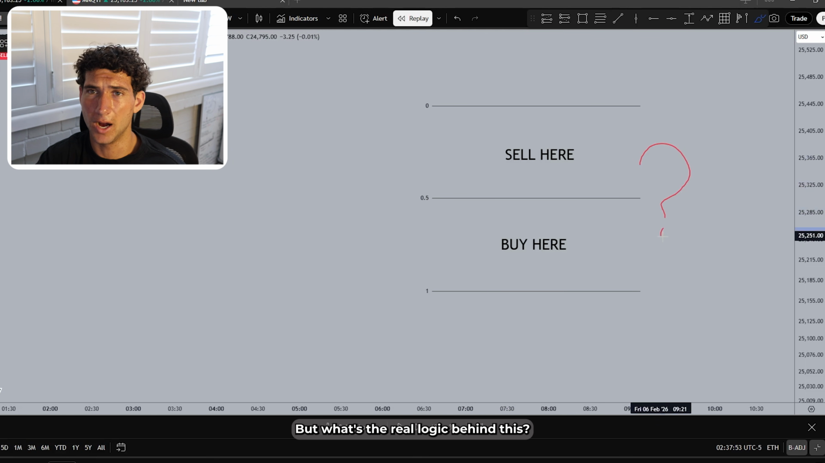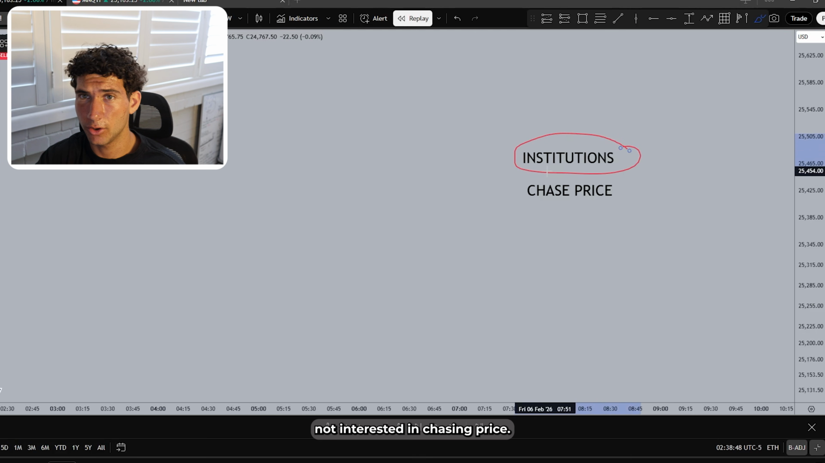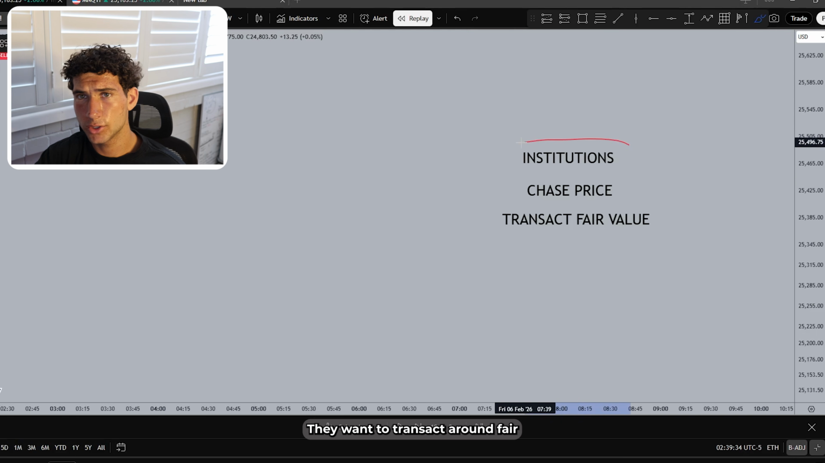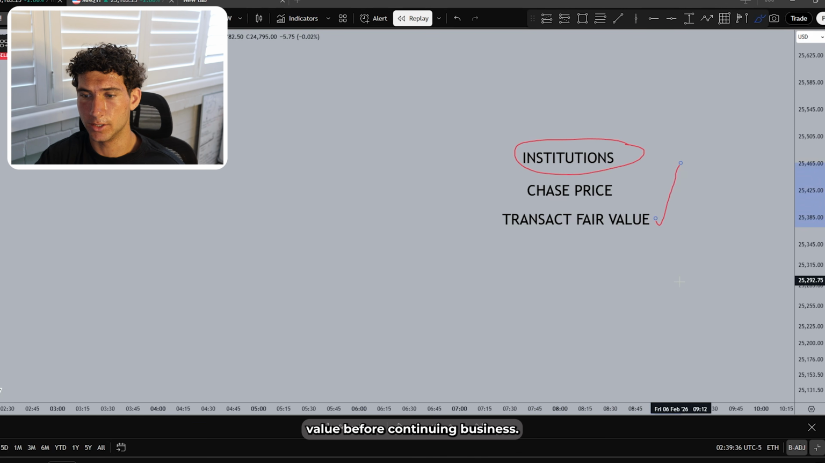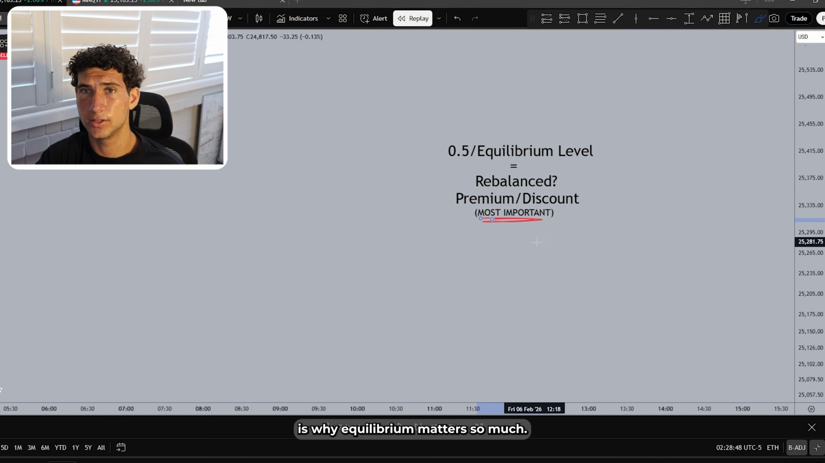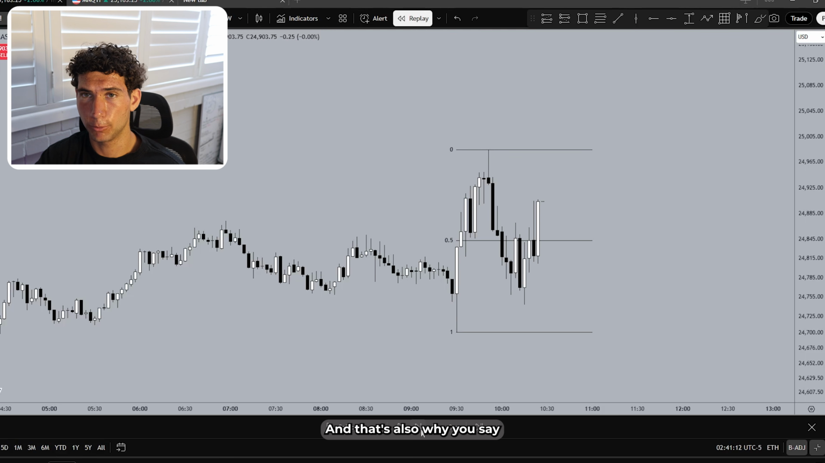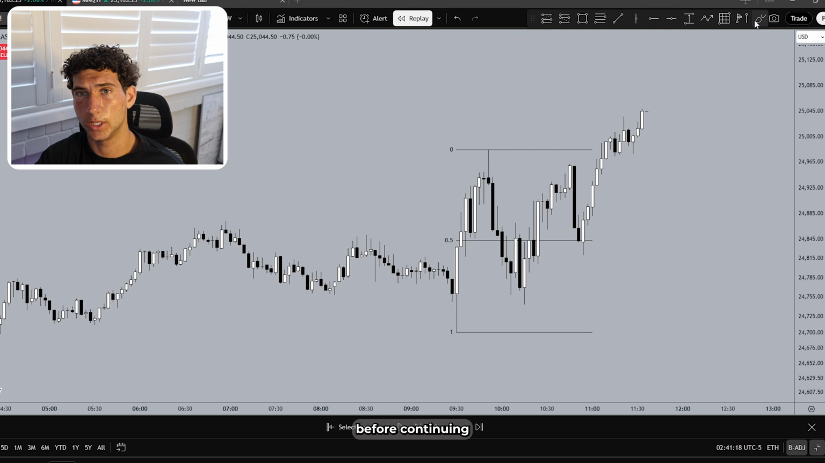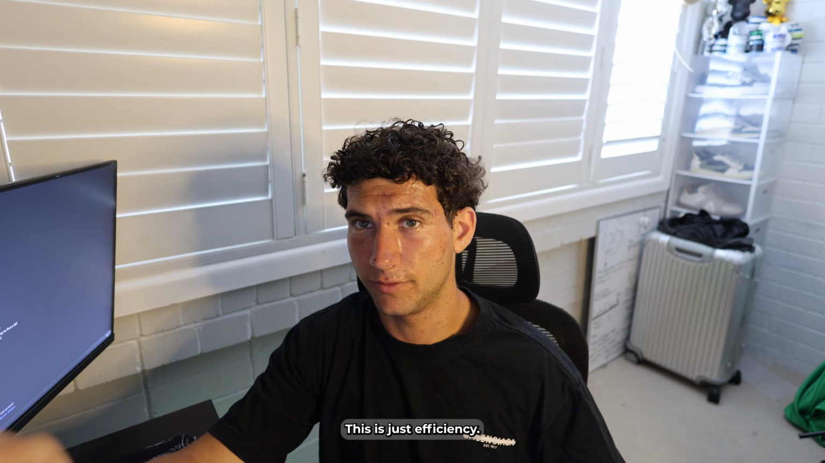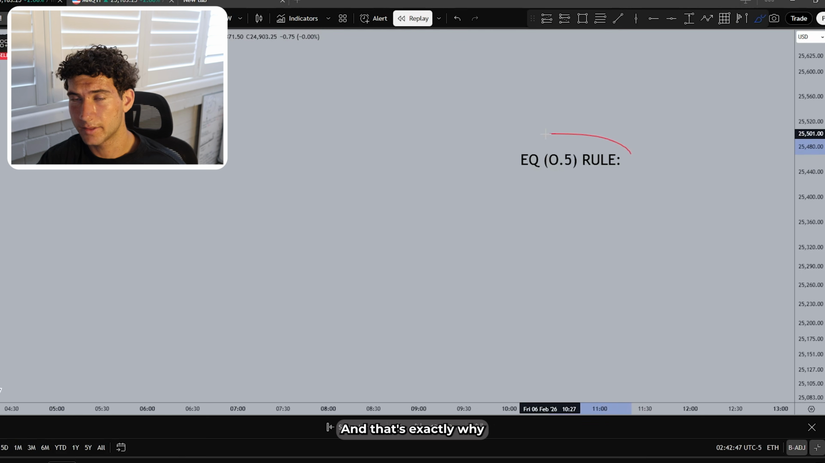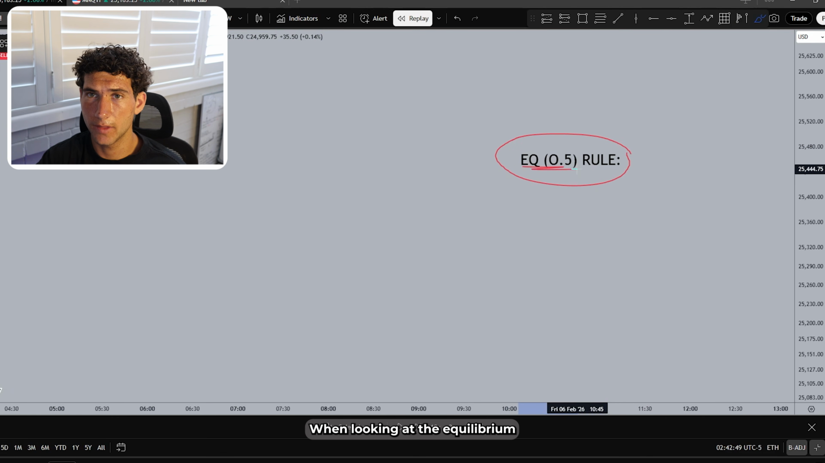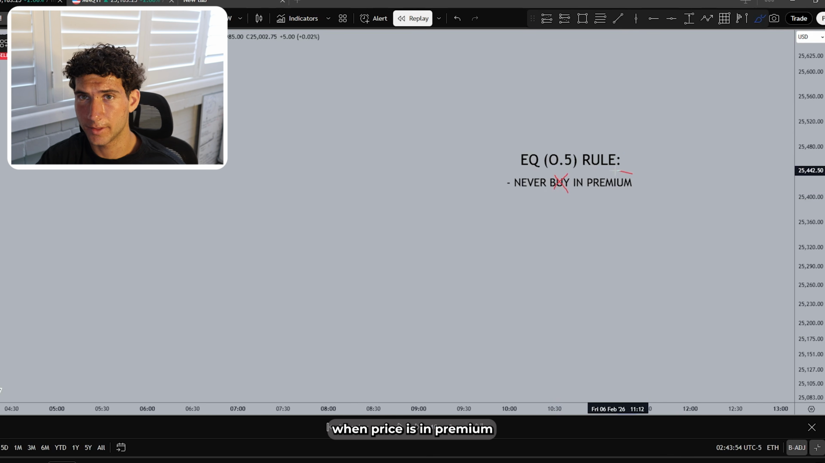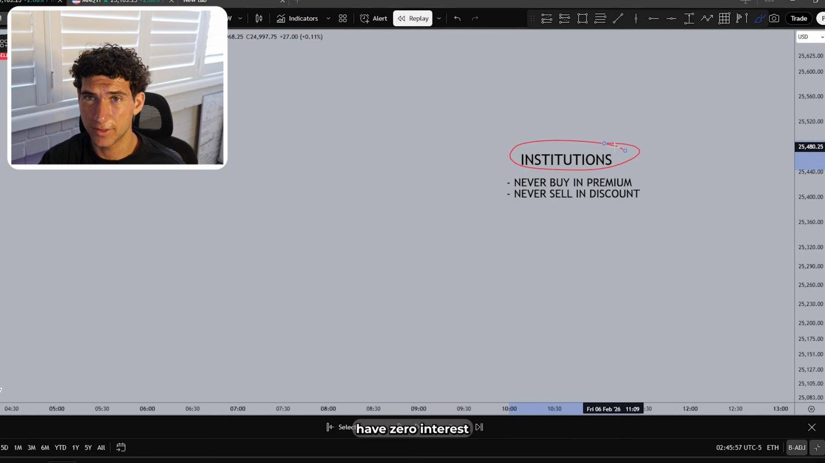But what's the real logic behind this? Well, institutions are simply not interested in chasing price. They want to transact around fair value before continuing business. This is why equilibrium matters so much. And that's also why you'll see price pause, react, or consolidate around the equilibrium level before continuing in the original direction. This is just efficiency. This is not randomness, and that's exactly why I have this one rule when looking at the equilibrium level. I will never buy when price is in premium or sell when price is in discount. This is because institutions have zero interest in buying in premium or selling in discount.